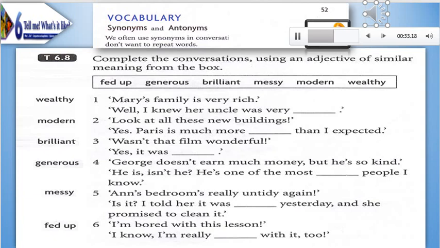4. George doesn't earn much money, but he's so kind. He is, isn't he? He's one of the most generous people I know. 5. Anne's bedroom's really untidy again. Is it? I told her it was messy yesterday, and she promised to clean it. Messy, untidy. 6. I'm bored with this lesson. I know. I'm really fed up with it too. Bored with, fed up with. Okay? You should memorize these also by heart.